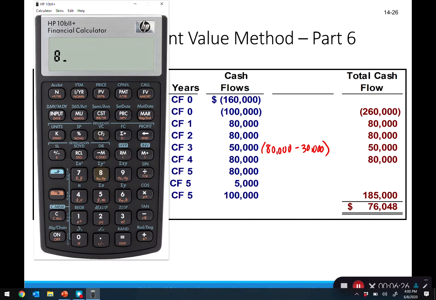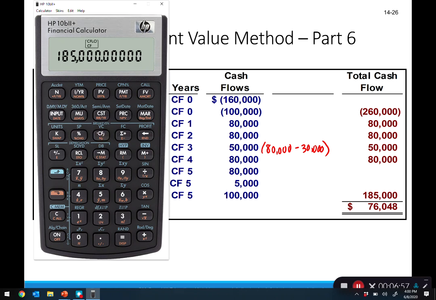Then I have to hit 80,000 for cash flow 1. And because cash flow 2 is also 80, I can just hit the cash flow button again and it'll also set it in for cash flow 2. Cash flow 3 is 50. So I hit 50 and then cash flow, and that makes it cash flow 3. Then cash flow 4 is 80. And then cash flow 5 is 185.